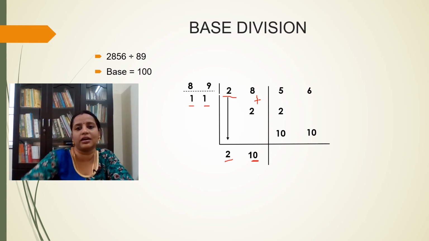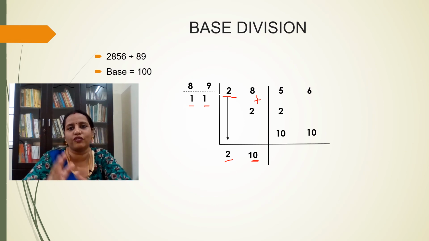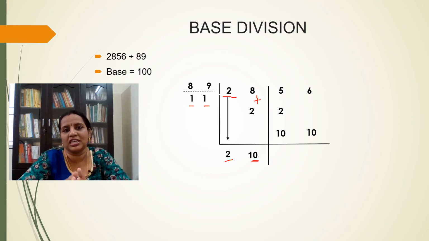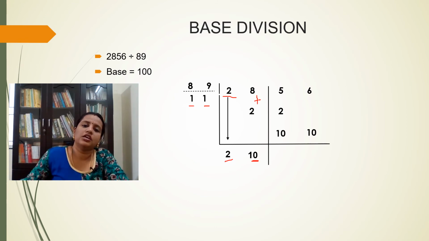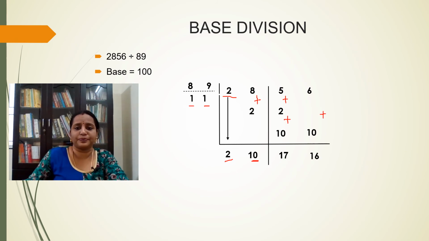Here in the remainder place, do we have to go for multiplication or anything else? Nothing. We have to just add both the digits. That would be easier. So here, what was this? 5 and 2. 5 plus 2 is 7. 7 plus 10 is 17. And 6 plus 10 is equal to 16.